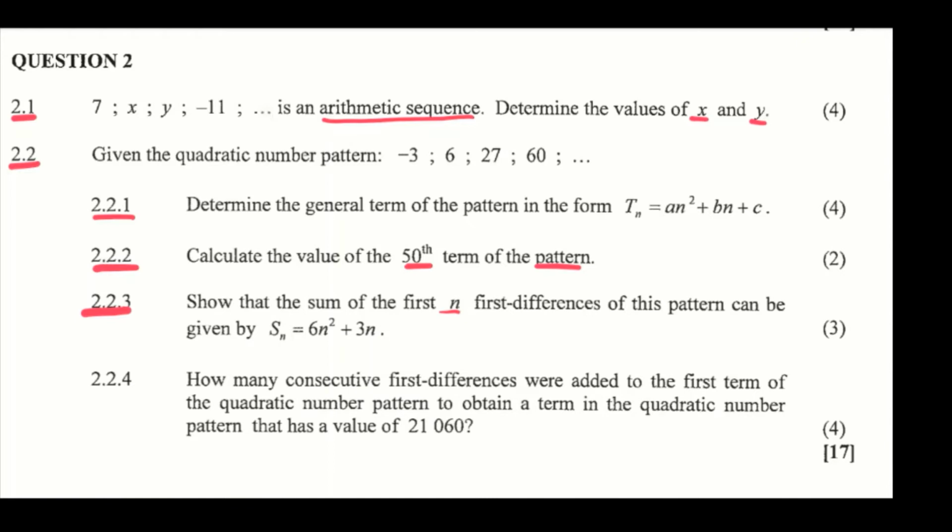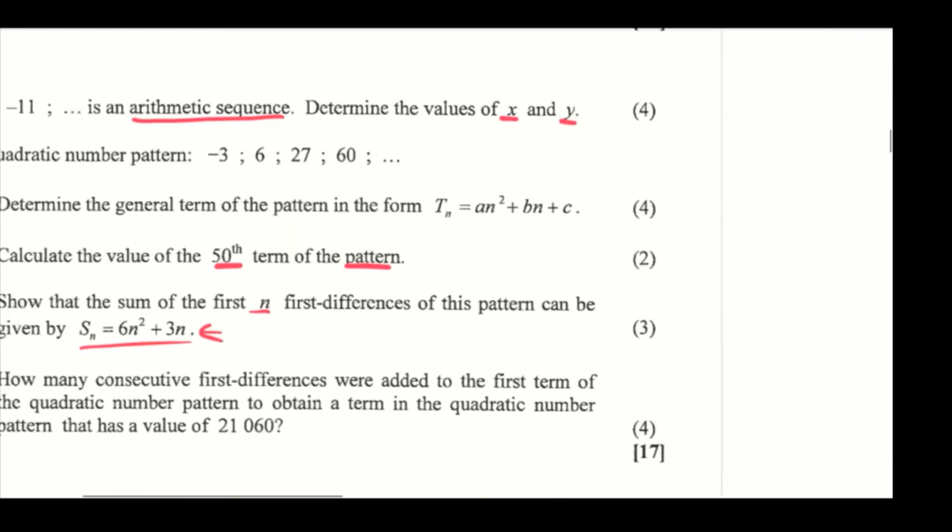2.2.3, show that the sum of the first n first differences of this pattern can be written as Sn being equal to 6n squared plus 3n. So we must just write the sum of the n first differences of the pattern, right? And show that it's going to give us this value.